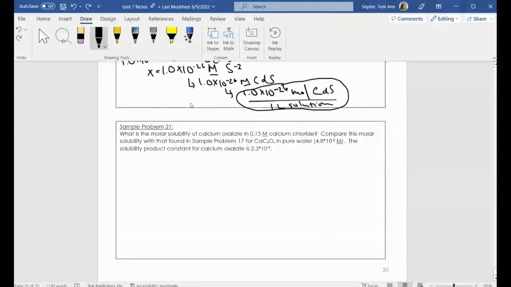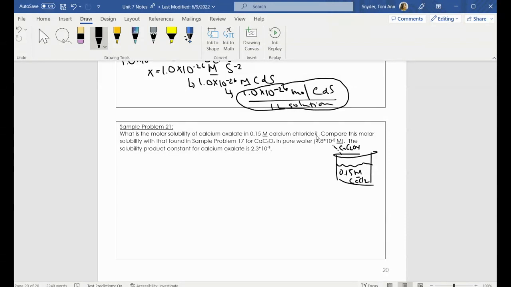So what is the molar solubility of calcium oxalate in 0.15 molar calcium chloride? Same thing, if we draw a picture out here, I'm starting off with a solution of 0.15 molar calcium chloride, and I'm adding some calcium oxalate to that. So this is my CaC2O4. And I want to know, how is that changing the solubility of calcium oxalate?